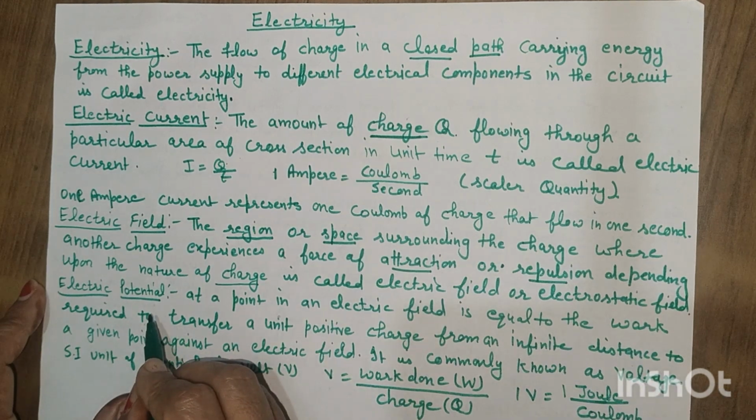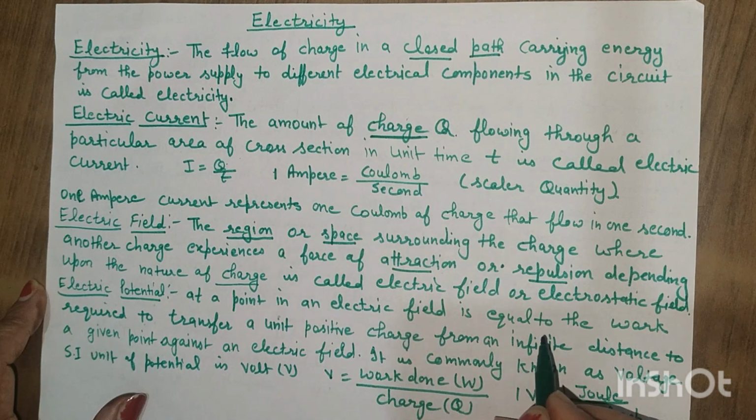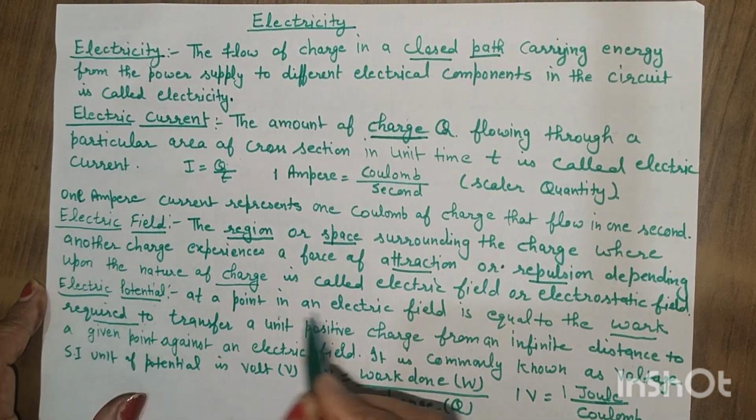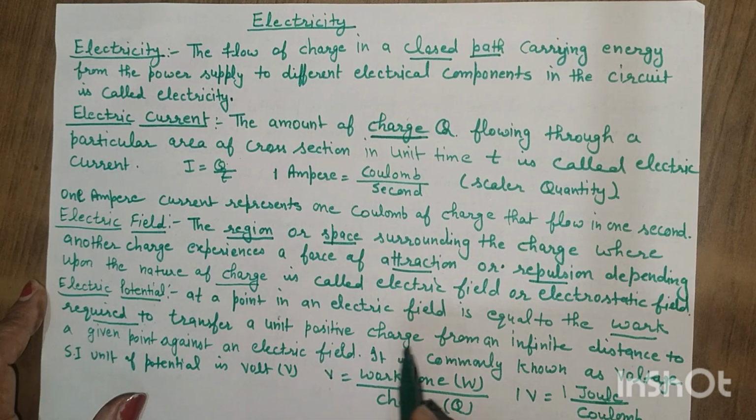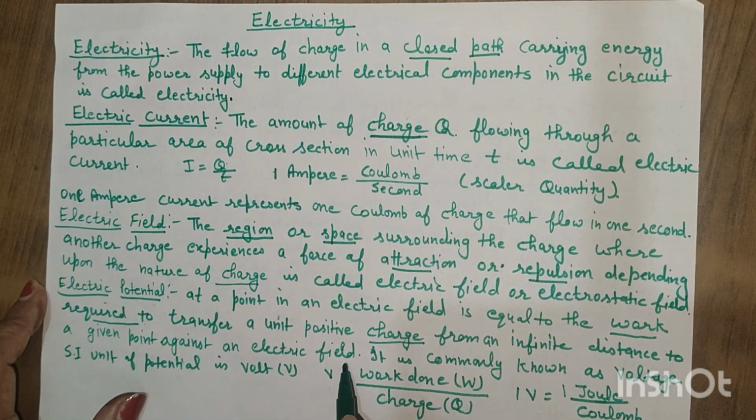Now what is electric potential? Electric potential at a point in an electric field is equal to the work required to transfer a unit positive charge from an infinite distance to a given point against an electric field. This is commonly known as voltage.